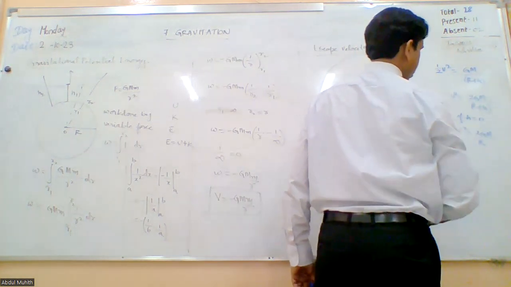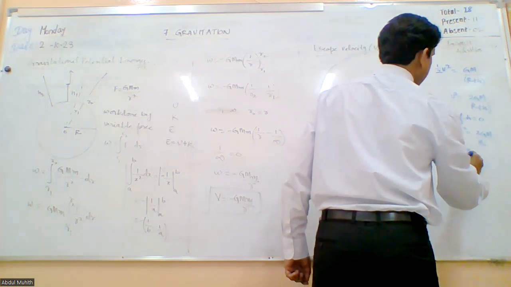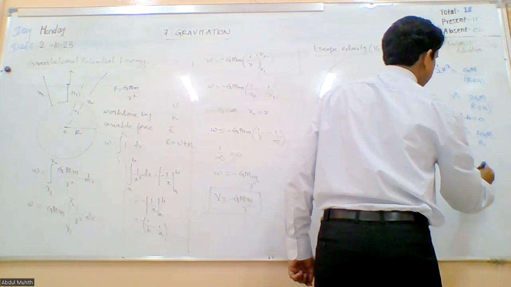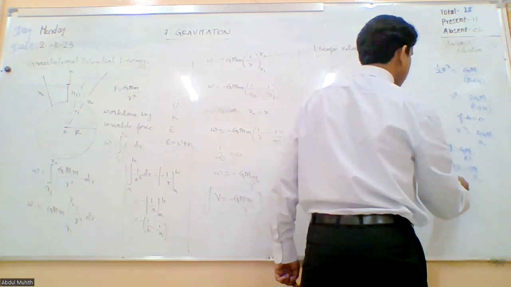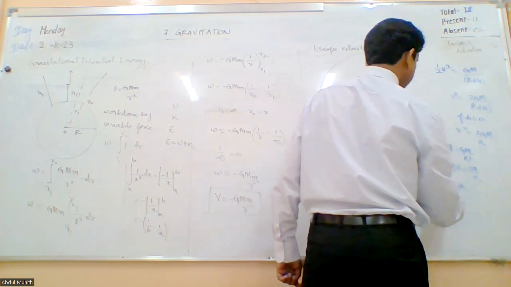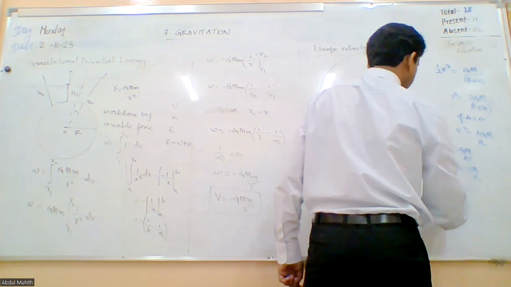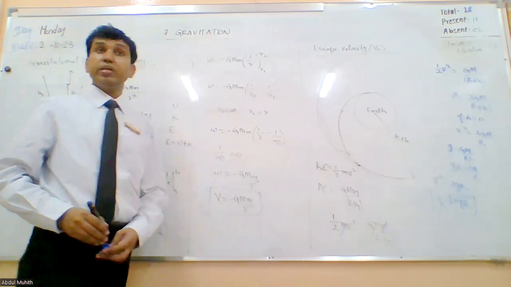Okay, so we have the relation g is equal to GM by R square. So gR is equal to GM by R. Understood now? So v square is equal to how much? 2 into gR. So v is equal to square root of 2gR. This is the formula for escape velocity.